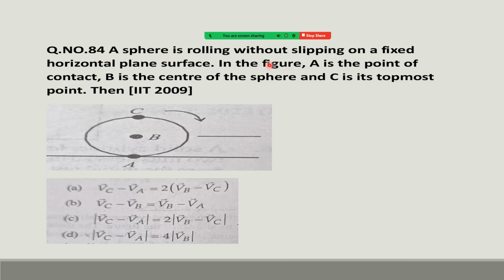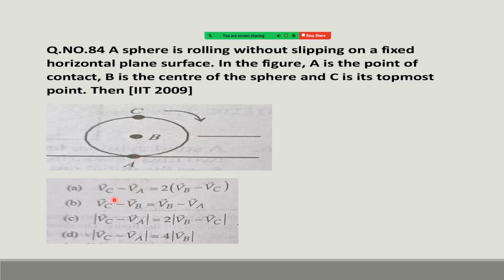A sphere is rolling without slipping on a fixed horizontal plane surface. In the figure, A is the point of contact, B is the center of the sphere and C is its topmost point. Now we are given relations involving VC minus VA. Directly we can say, VC is 2 times the velocity of the center of mass, VB is the velocity of the center of mass, and VA is zero. So for this, no calculation is required.